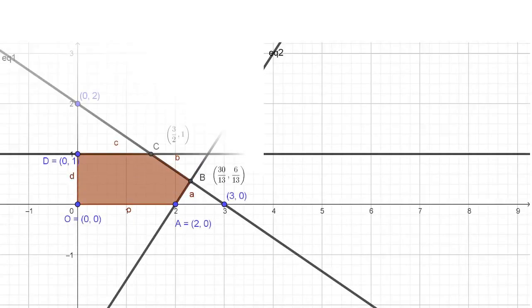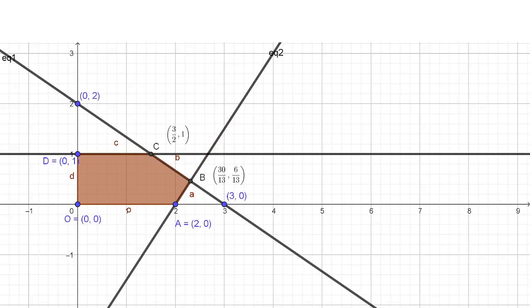Now this is the feasible region and I have found O, A, B, C, D. The coordinates of O, A, C and D can be found directly. But the coordinate of B, you have to solve the two straight lines. Solve it by any method which you know, by elimination method, and then get its coordinates. I got the coordinates as 30/13 and 6/13.